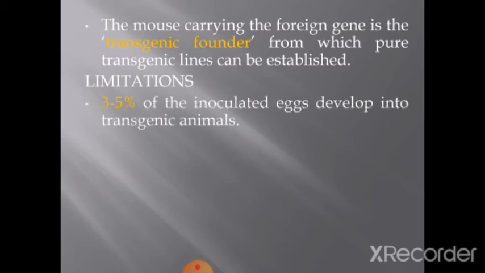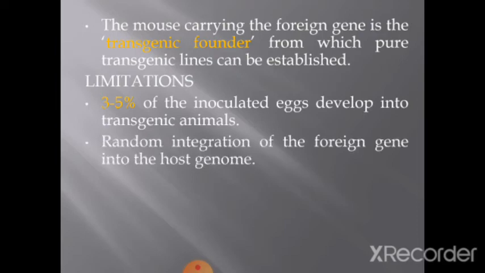What are the limitations? First one, 3 to 5% of the inoculated eggs develop into transgenic animals. In the sense, if you have 100 animals in which you have incorporated the gene of your choice, you will get 3 or 5 transgenic mice. This is the rate.